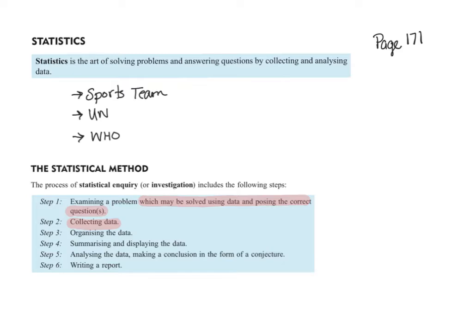Step 3 is organizing the data, which could be putting the data in a specific order. Maybe it needs to be divided categorically. Did you inquire based on age groups? Do you need to divide it into different categories? Step 4 is summarizing and displaying the data. That's when we look at the different types of graphs. Previously in middle school, you would have looked at bar graphs, pie charts and line graphs. That is how we would display our data.